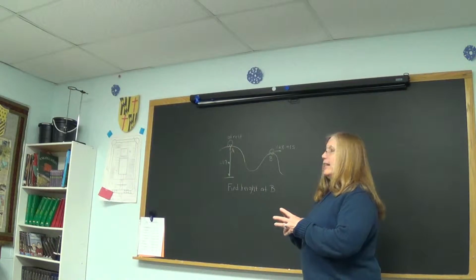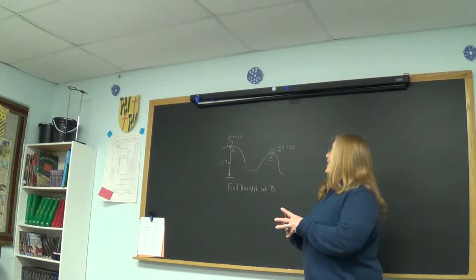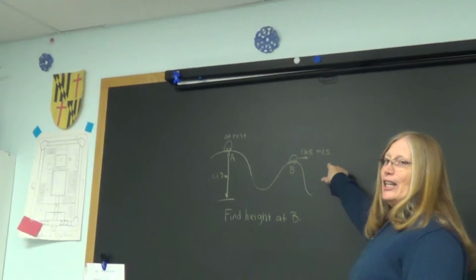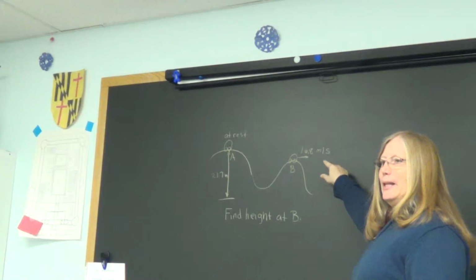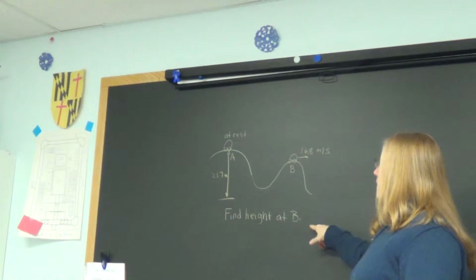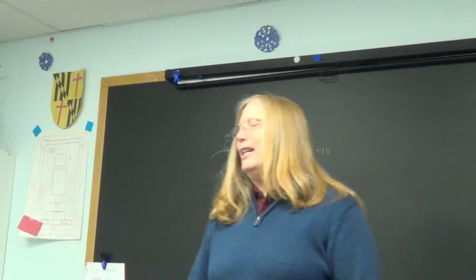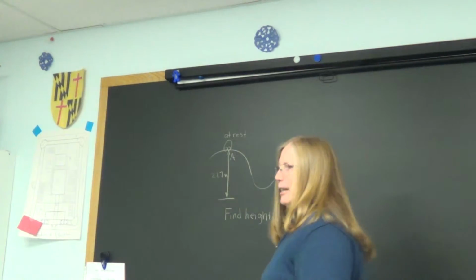So if you would sketch it, there's a car at rest on the top of hill A. And I have already given you the velocity at the top of hill B. That's normally what I ask for, but I'm asking this time for the height at B. So work in the same direction that you did yesterday and see if you cannot find the height at B.